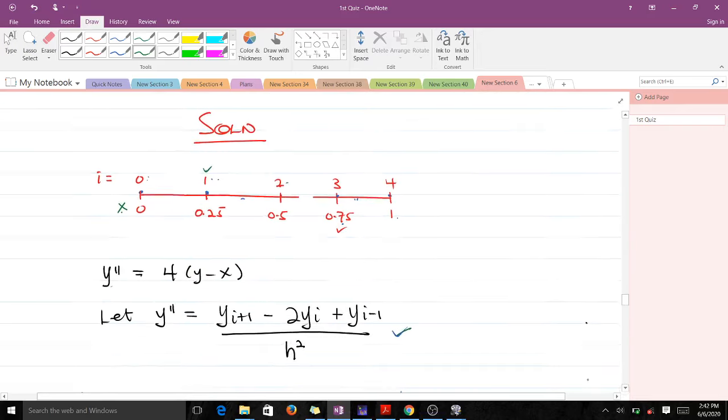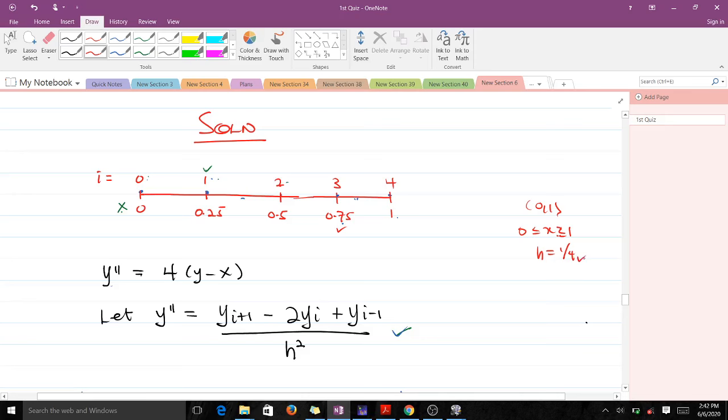So, solution. Recall that our interval was between 0 to 1. We had x lying between 0 to 1, and we had our h to be 1 over 4. Our h being 1 over 4 means that our interval has been divided into 4 equal parts. So dividing the interval 0, 1 into 4 equal parts is going to give us 0, 0.25, 0.5, and 0.75 up to the 1.